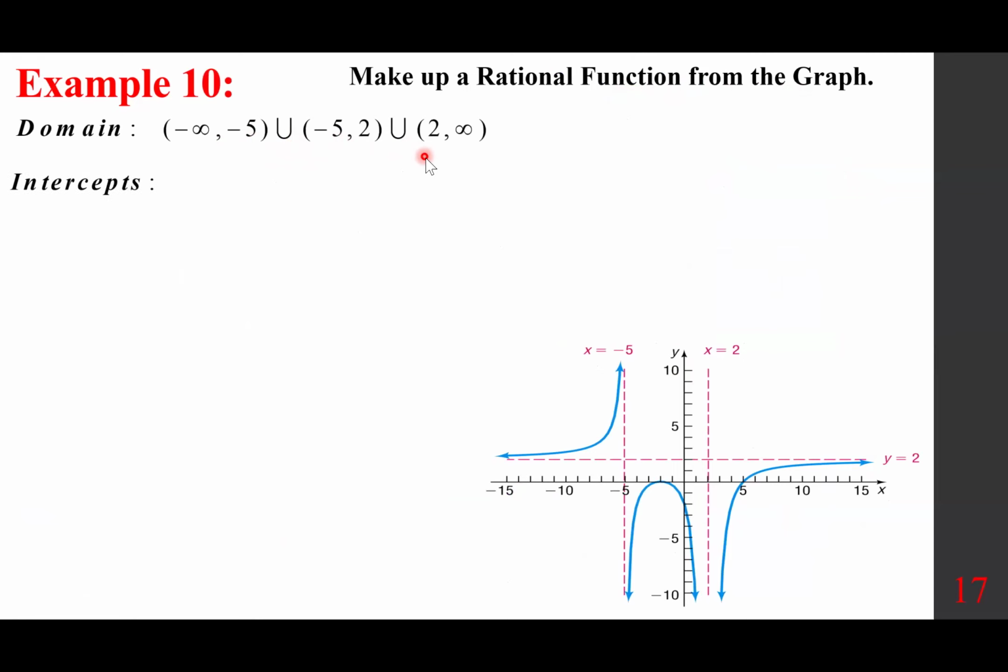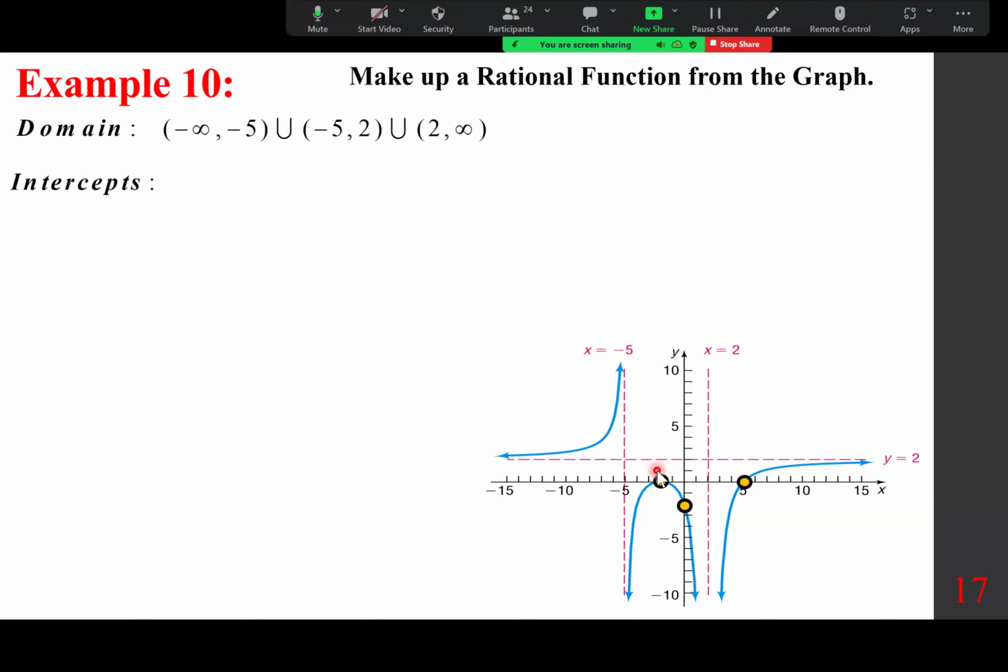Intercepts. Here's the x-intercept, (-2, 0). Here's the x-intercept, (5, 0). Here's the y-intercept, (0, -2). So we have 3 of them. This is the y-intercept, (0, -2).